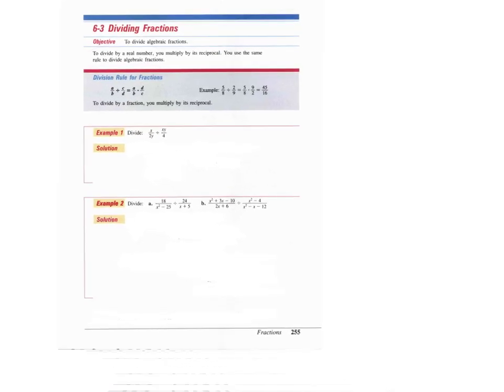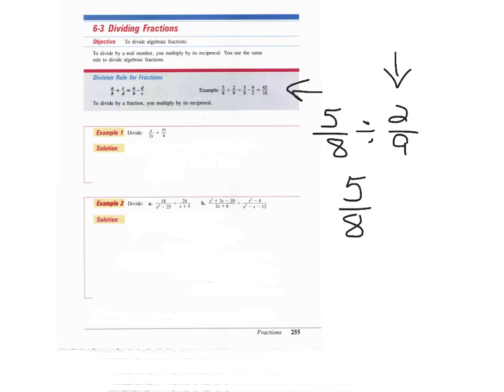So for example, if I were asking you to divide this right here, 5/8 divided by 2/9, I am going to change the second fraction to its reciprocal. And what the reciprocal does is it flips the fraction upside down. So 5/8 times 9/2.